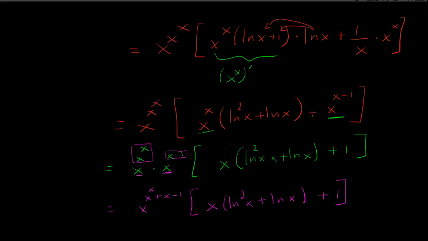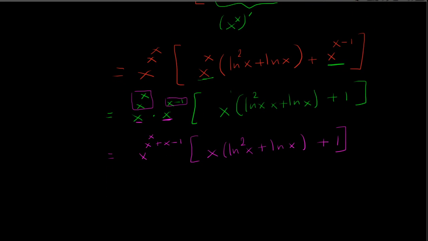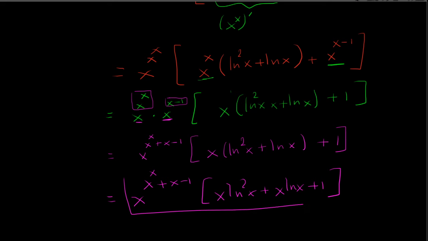And here, if you want, you can distribute out the x to both ln squared and ln. So you can just say, okay, that's just x ln squared of x plus x ln of x plus 1. Okay. And that is your derivative of x to the x to the x. Okay.